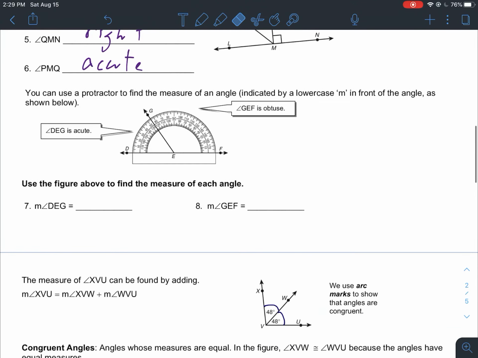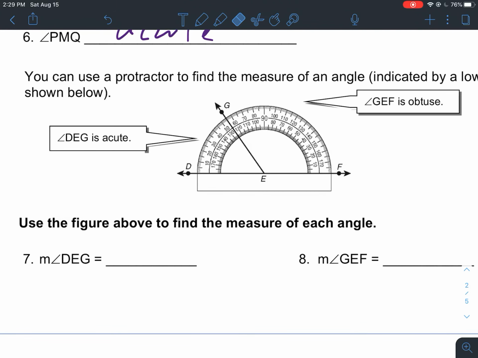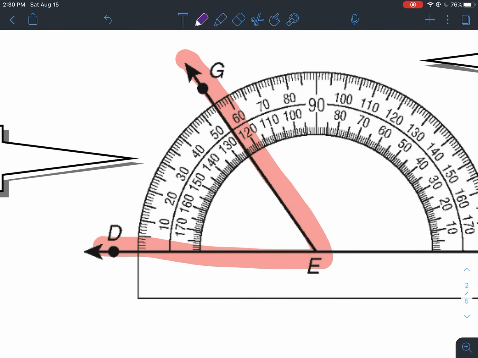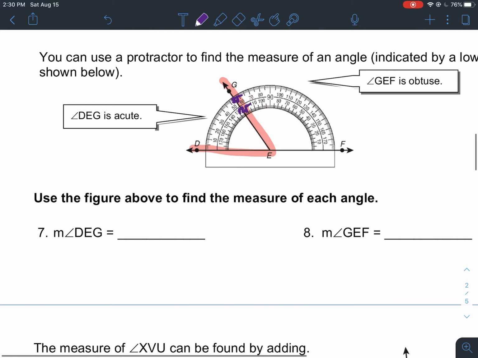Next part, using a protractor. We won't do this very often, but it's important to know how a protractor works. On a protractor, there's a top number and a bottom number. The top number would be if you're looking at an acute or an obtuse angle, and then the bottom number would be the opposite of that. So if I'm looking at DEG, just looking at that, you know that's acute. So do you want the big number or the small number? If it's acute, we want the small number. Now it looks like it's 55 or 125, right? We want the 55 because it's an acute angle.